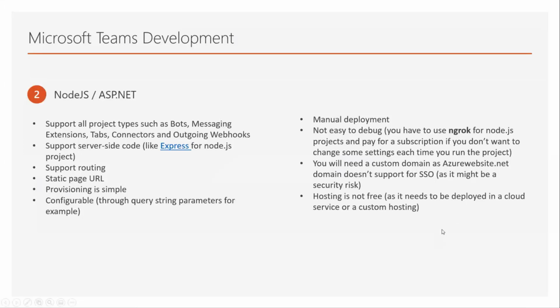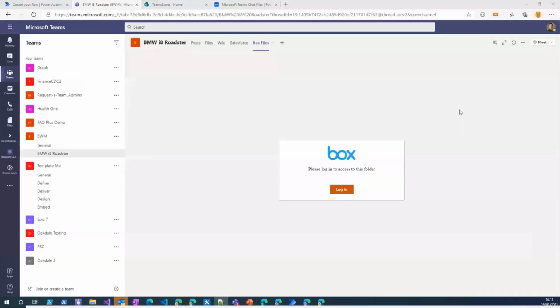And if you want to host it in an Azure website, you need a custom domain because it doesn't support SSO. It's just a security risk. And hosting is not free. You have to pay for that. So let's jump to the demo. And after that, I can show you the code and the steps you can implement the OAuth authentication flow.